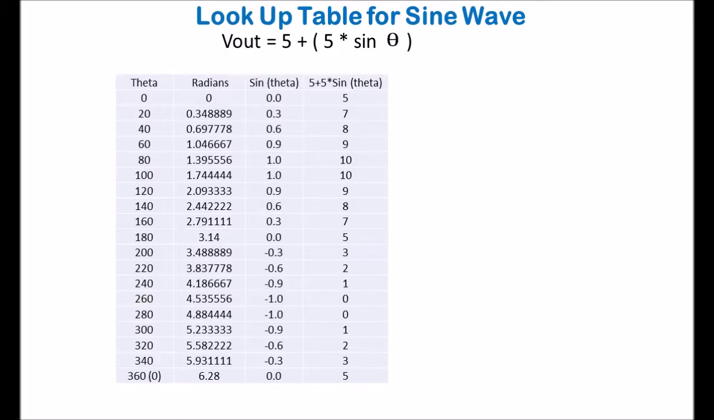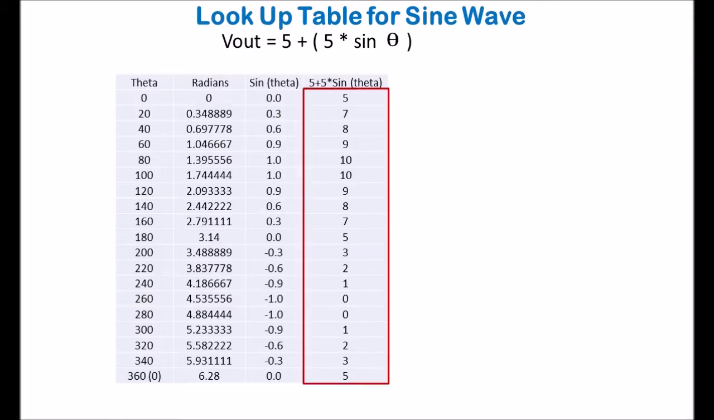In this table, theta in degrees I have first converted into radians. Then we have computed the sine of this theta value, and then as per the formula I have computed the values 5 plus 5 into sine of theta. Using Excel we can compute these values also. Now we need this final column of values to generate a sine wave using DAC and microcontroller. So for theta equal to 0, our magnitude value is 5. For 20 degrees our magnitude value is 7, and for 340 the magnitude value is 3. So this lookup table will be used to write a program to generate a sinusoidal signal.